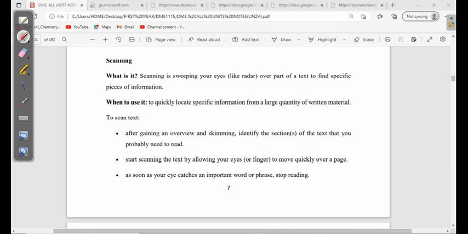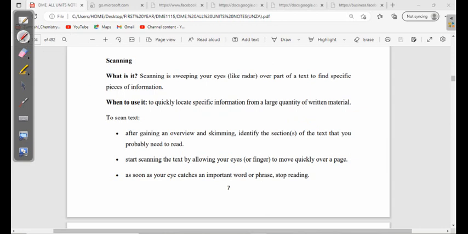Now when it comes to scanning, scanning is simply sweeping your eyes over part of a text to find specific pieces of information. For example, someone has told you to find the causes of malaria, and you are reading this book which is very big and talking about a lot of things. So you are going to be reading very fast, taking your eyes through the text like that. And when you see any point where there is a cause of malaria, you are going to pause, because that is the information that you want to look for.